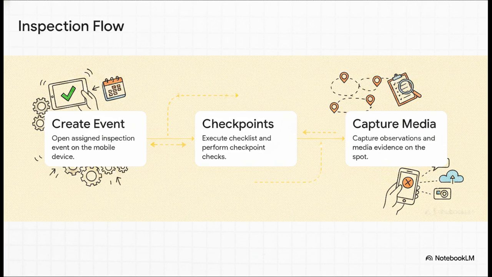In the standard inspection flow, it's just a clean, linear, highly efficient data logging process. Step 1, they create or open their assigned inspection event right on their mobile device. Step 2, they walk the floor executing the checklist and performing their checkpoint checks. And step 3, if they spot any kind of issue, they immediately capture observations and media evidence, drawing their annotations right there on the spot.